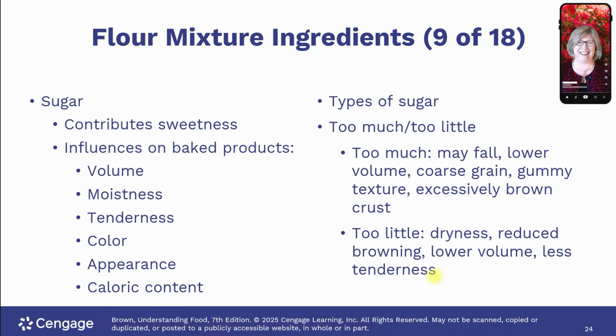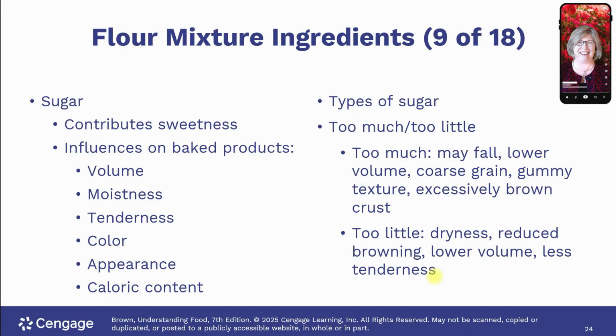Let's look at the role of sugar in a baked product. Of course, it contributes sweetness, but it also influences the volume, moistness, tenderness, color, appearance, and caloric content of a baked item. There are different types of sugar.